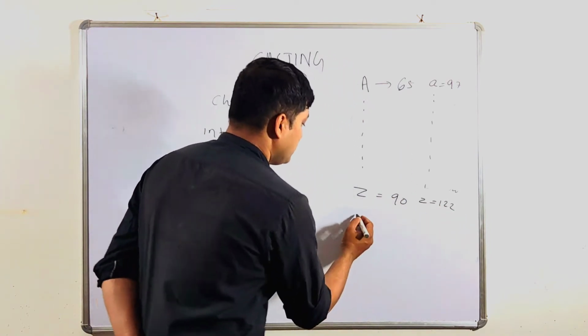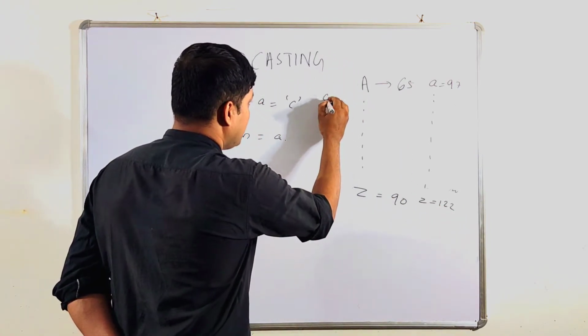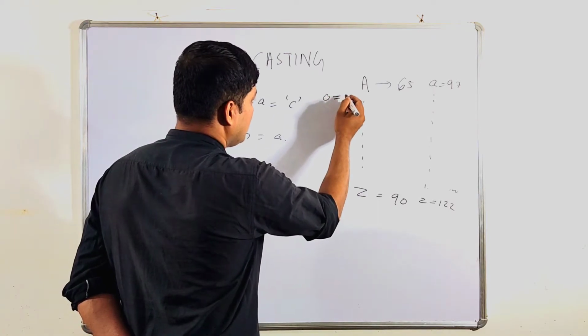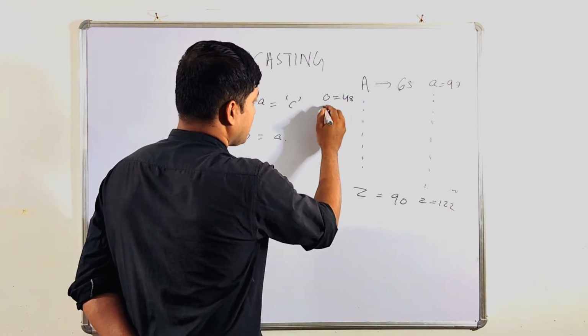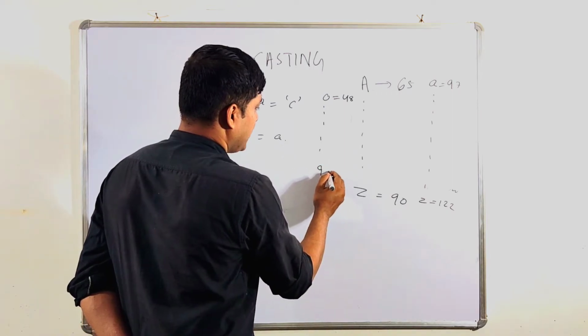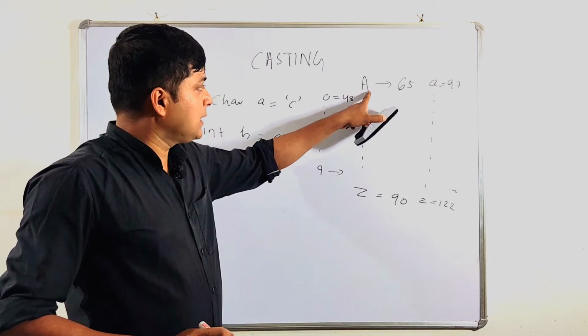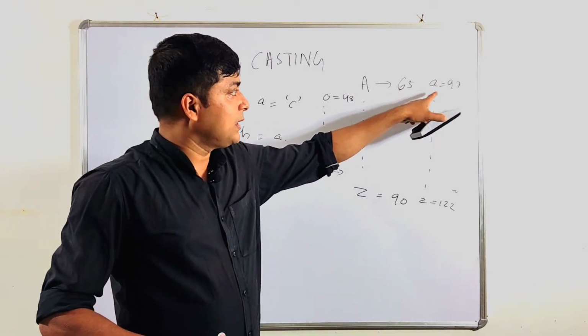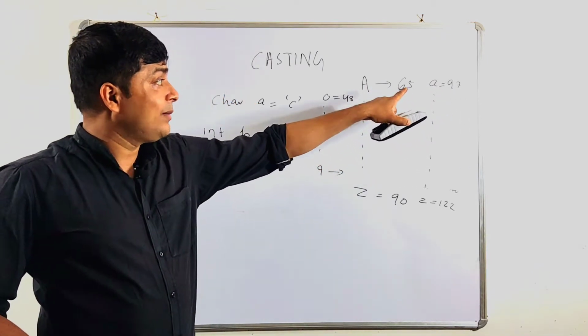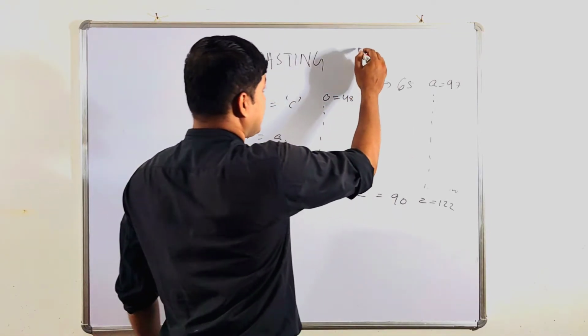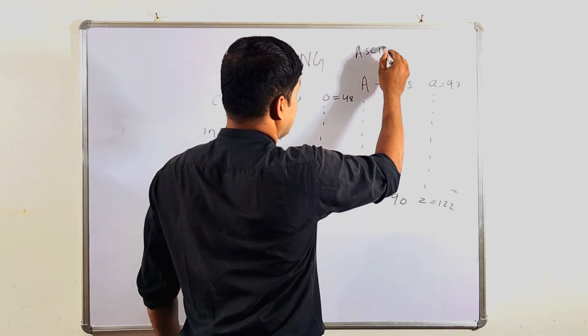Zero equals 48, and like this way up to 9 you have to calculate. So what are these 65, 97 values for characters? They are called ASCII values.